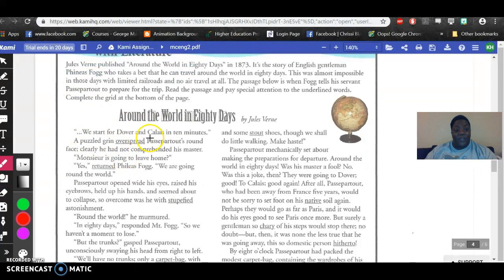It says, "We start for Dover and Calais in 10 minutes." A puzzled grin overspread Passepartout's round face. Clearly he had not comprehended his master. Let's read again. I'm not even sure if I'm pronouncing those words right. I've never read the book. A puzzled grin overspread his round face.